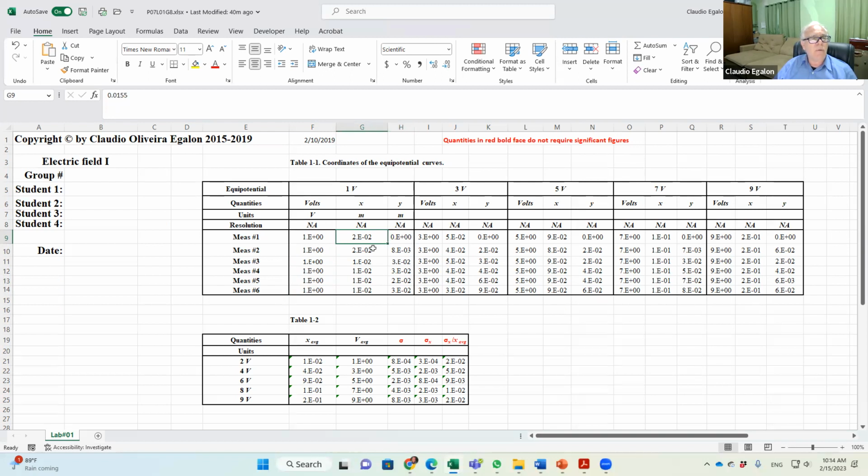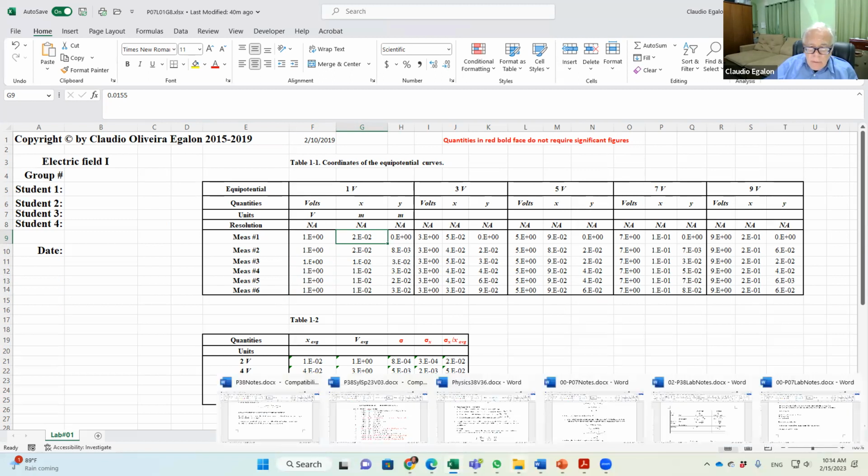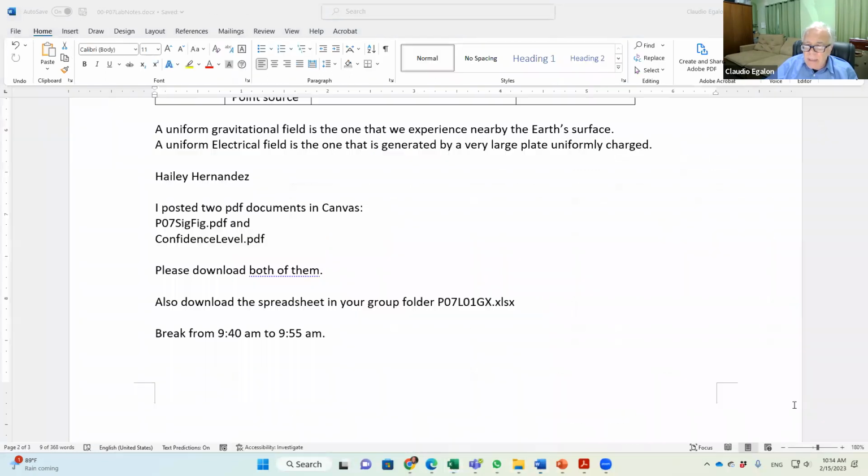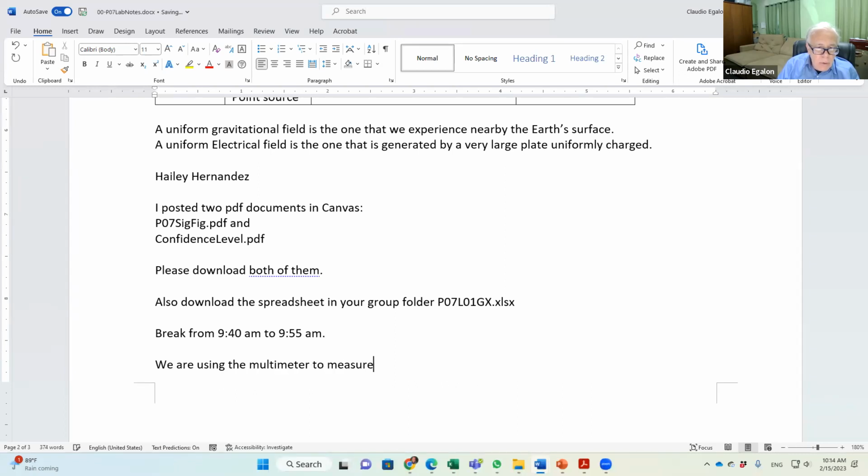Don't forget we are using a ruler. 1, 2, 3. Okay, I'm going to emphasize here in my notes. We are using the multimeter to measure voltage.